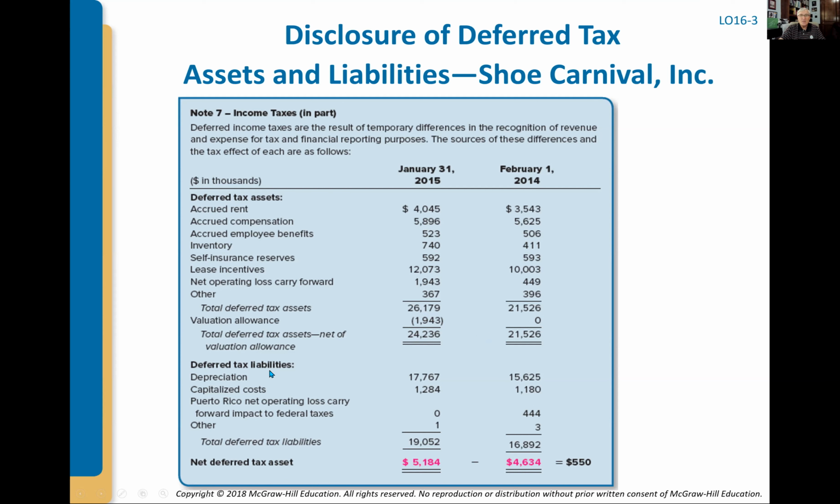And here are their deferred tax liabilities. You look at depreciation, you see that a lot on deferred tax liabilities, meaning there was greater depreciation on the tax return through accelerated methods than on the book side. Therefore, those things will reverse out in the future. And so there's a deferred tax liability for that.